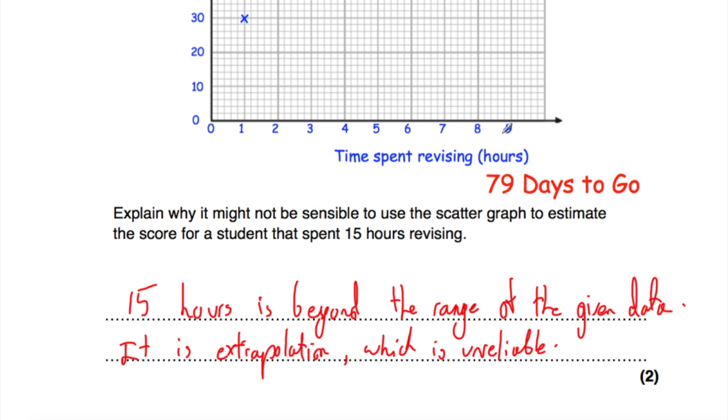The data only goes up to 9 hours, and therefore it would be extrapolation, which is unreliable. So it's not sensible to use that scatter graph to estimate the test score of someone who spent 15 hours revising. And if you got that, well done. Okay, let's have a look at our next question.